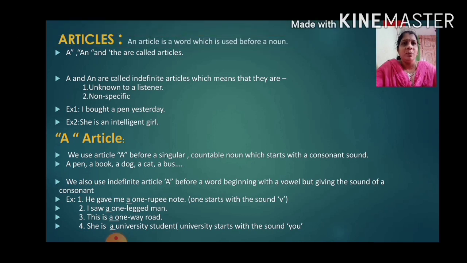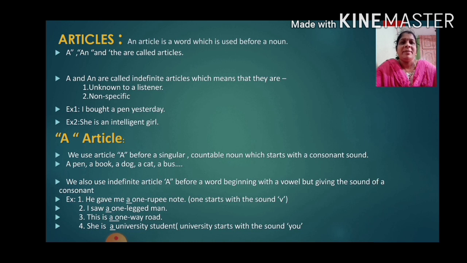An article is a word which is used before a noun, either to specify the noun or to talk about the noun in general. So we have three types of articles. A, an and the are called articles. A and an are called indefinite articles, which means that they are unknown to a listener and non-specific. When we use these two articles A and an, they are not known to the listener and they don't specify any noun.